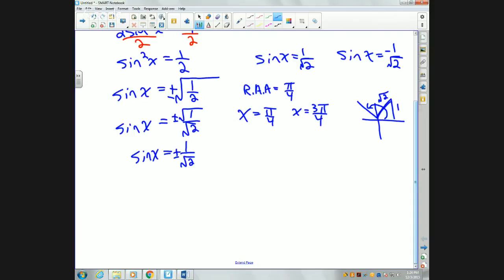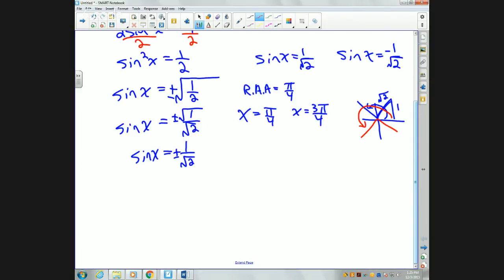Is that okay? Two solutions, and that's just for the part where sine x equals 1 over root 2. We haven't even touched the part where sine x equals negative 1 over root 2, but I think you guys see where this is going. Where does sine x equal negative 1 over root 2? Yeah, these quadrants down here. So we need to know this angle right here.